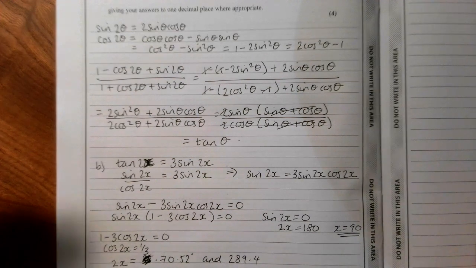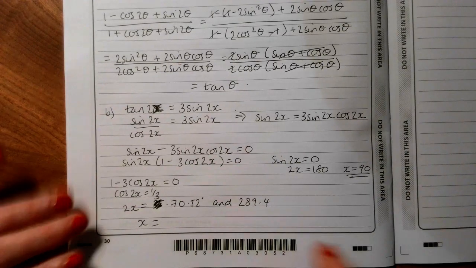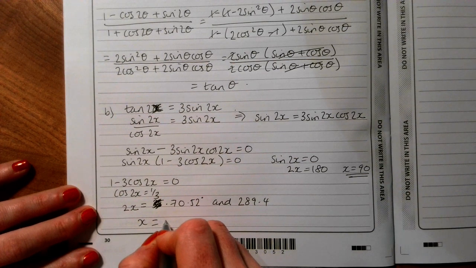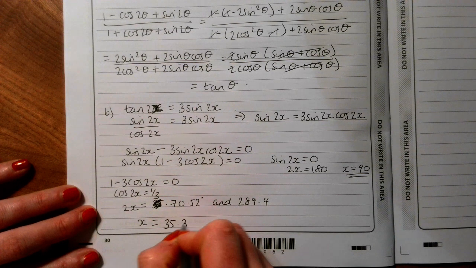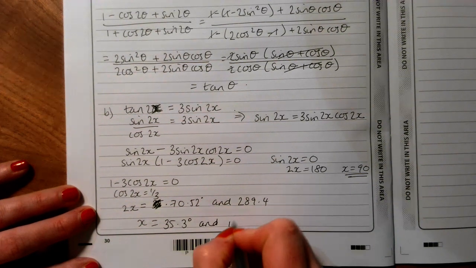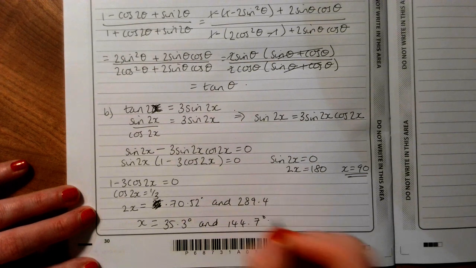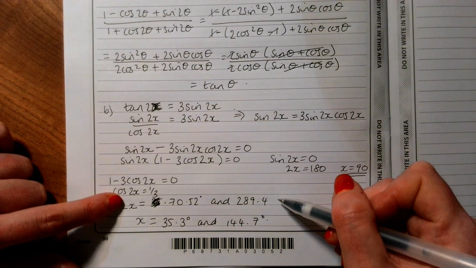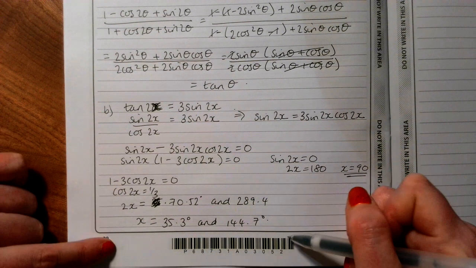And then if I divide everything by 2, so just find x, then I get 35.3 and 144.7. I always think it's good to find all the solutions at this point outside of the range and then divide at the end.